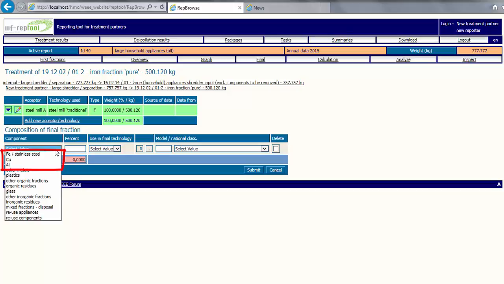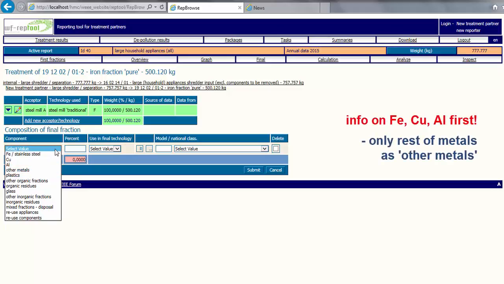The three main metals of iron, aluminium and copper. Other metals, including tin, zinc, nickel, but also precious metals and rare earth metals, are summarized under other metals. Take care to provide data on iron, aluminium, copper first, and only provide data on other metals as other metals.